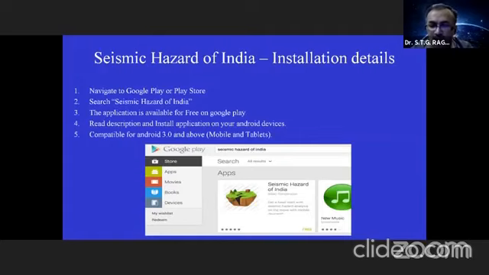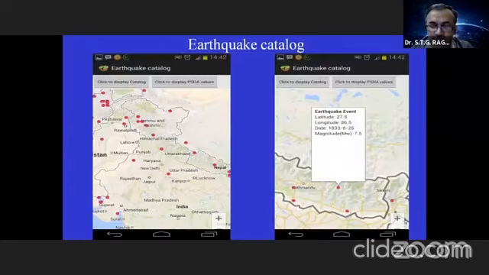So if you go to Google Play Store and type Seismic Hazard of India, you will get this app. Anybody can download this app. It is free on Google Play Store. You can download it on your mobile, and you can open this app. You will get all the design values, whatever I have told you, everything you can find in this app itself.